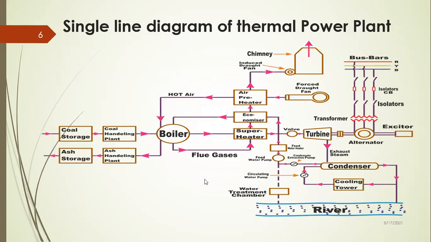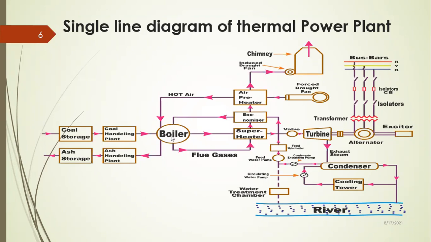And now next is the single line diagram of a thermal power plant. This is the detailed single line diagram for the thermal power plant. In this diagram, we start with the central portion, which is the boiler. What is the input to the boiler? That is the coal input. Coal storage is there, then coal handling plants, and then the boiler. After the boiler, when the coal is burned, it leaves ash. Then there are ash handling plants and ash storage, and the ash is stored in some open areas.